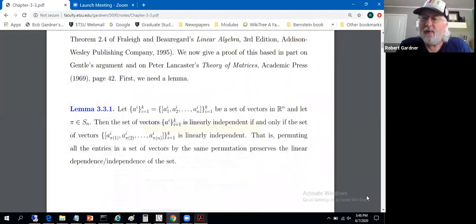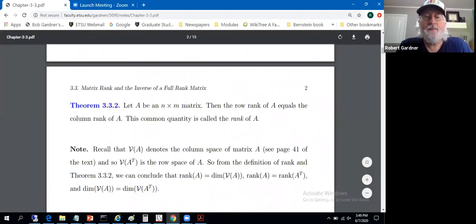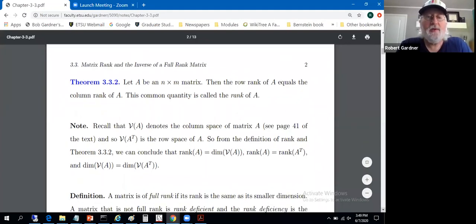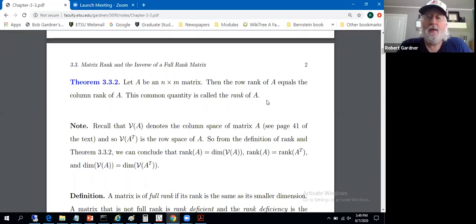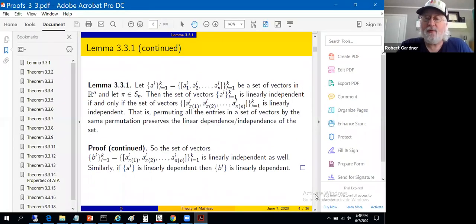Back to the notes for a theorem. That theorem is, let A be an n by m matrix, then the row rank of A equals the column rank of A. That common quantity, of course, is called the rank of A. So row rank was the dimension of the row space of A. Column rank was the dimension of the column space of A. Let's go through the proof of that.